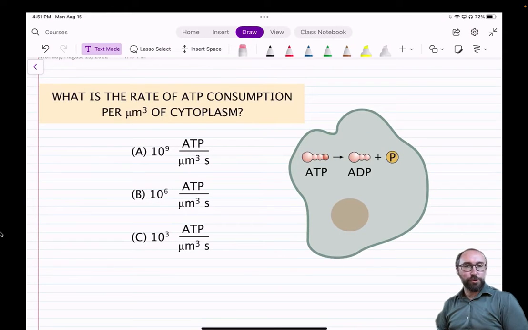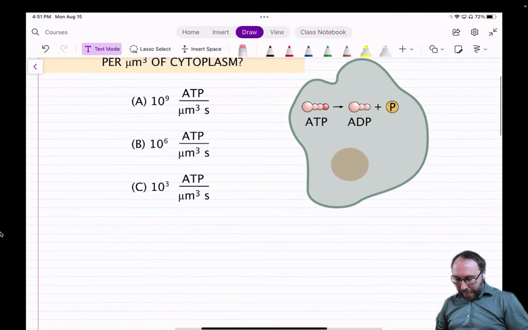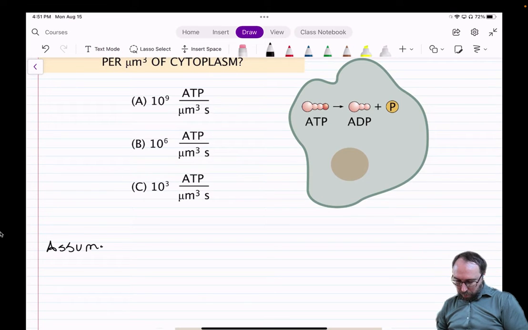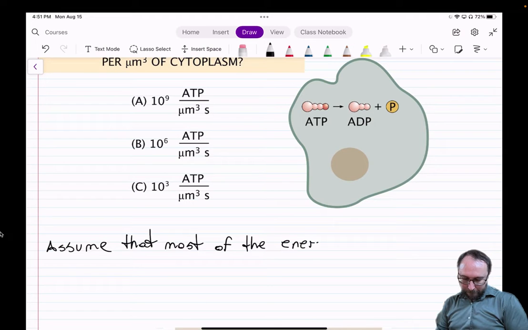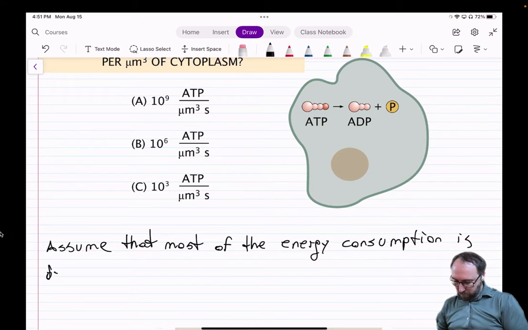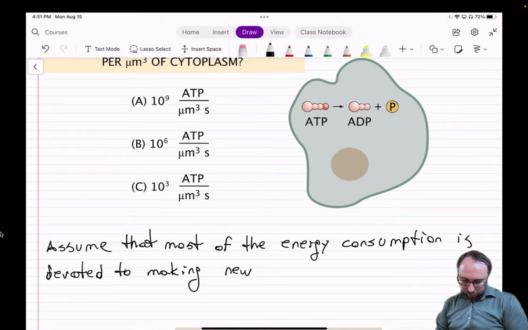All right, so the next question in the physical biology exam is, what is the rate of ATP consumption per micrometer cube of cytoplasm? So this is quite a fun question. And what we're going to do here is we're going to assume that most of the energy consumption is devoted to making new protein.